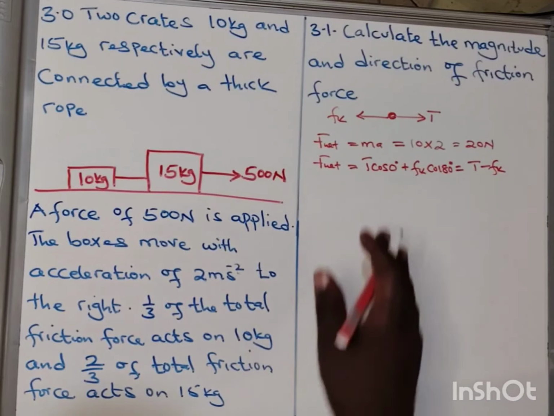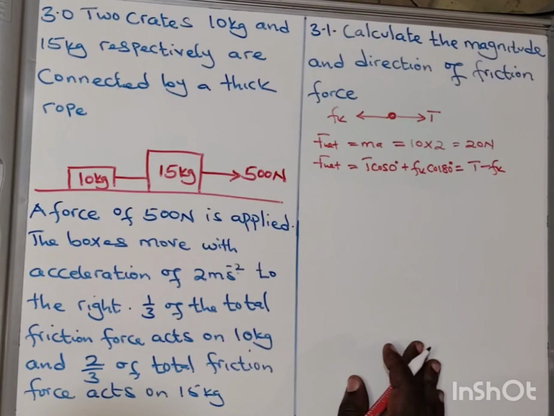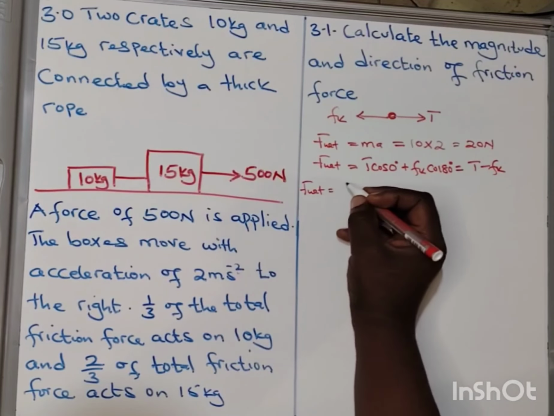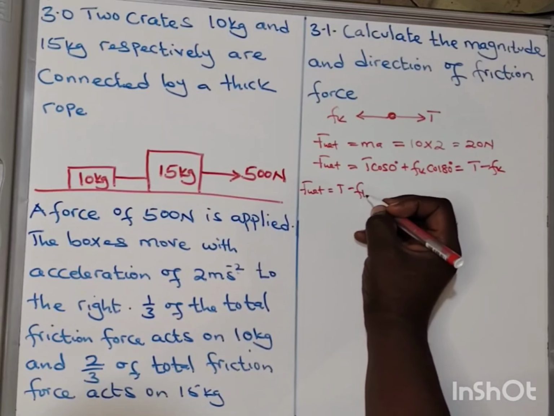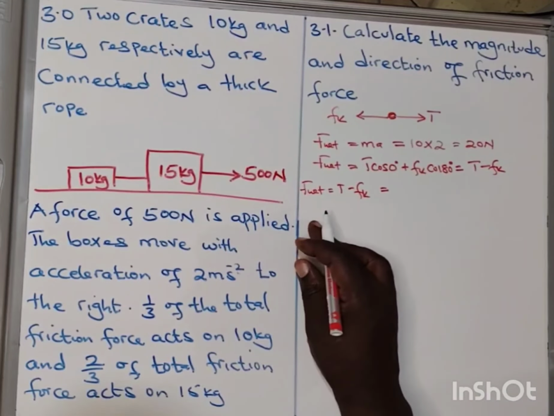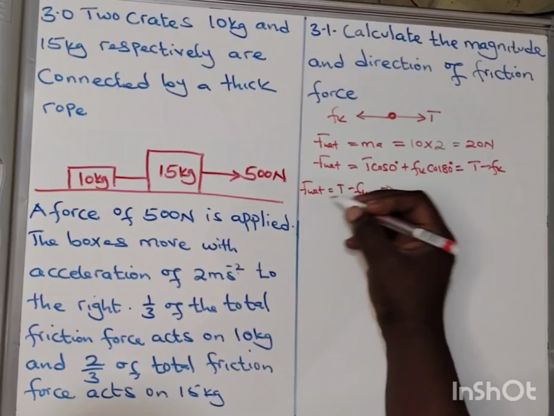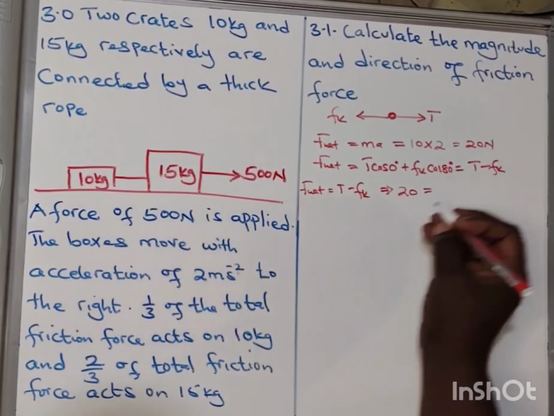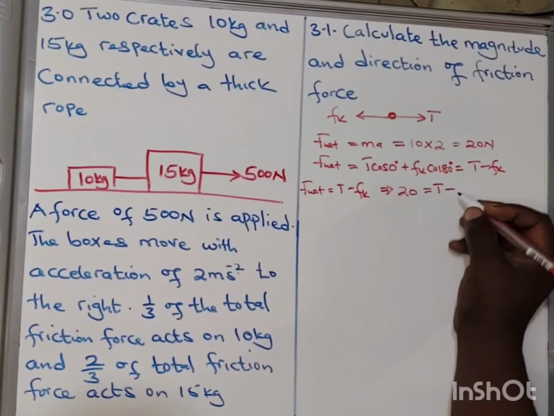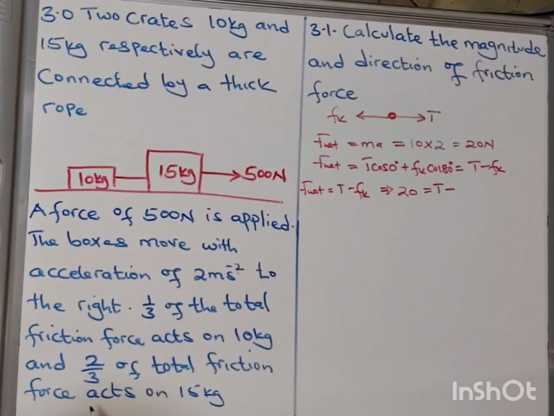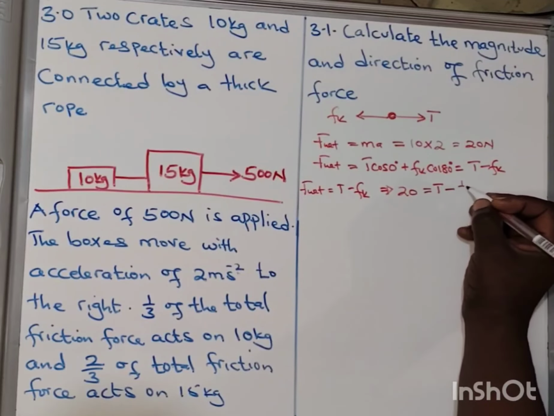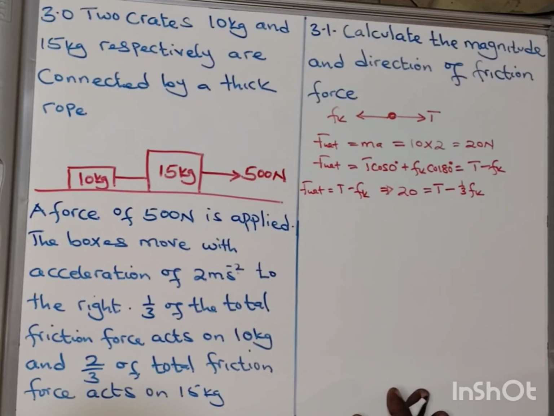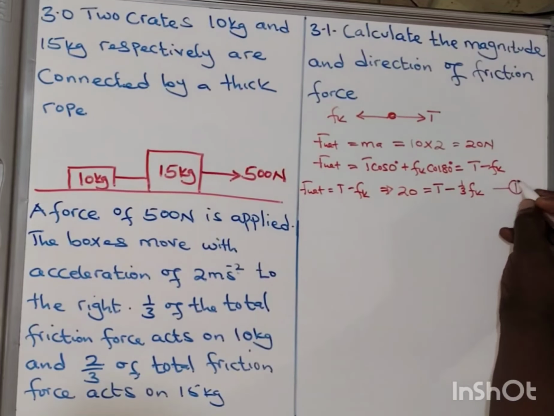Okay. So when you come and substitute in that, what do we know? We know we're going to have net force equals T minus Fk. So when you substitute in, F net is 20. T, we don't know it. And Fk, we know it is a third of the total Fk. And with that equation, we can call that one equation 1.